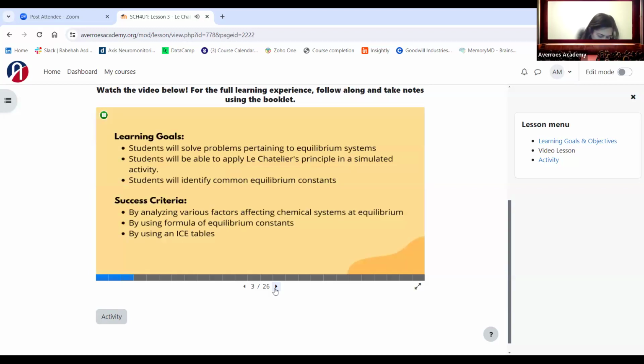And most importantly, our learning goals and success criteria. Students will solve problems pertaining to equilibrium systems, apply Le Chatelier's principle in a simulated activity, identify common equilibrium constants, and by the end of this lesson, you should be able to analyze various factors affecting chemical systems at equilibrium, use the equilibrium constant formula, and use your ICE tables again.